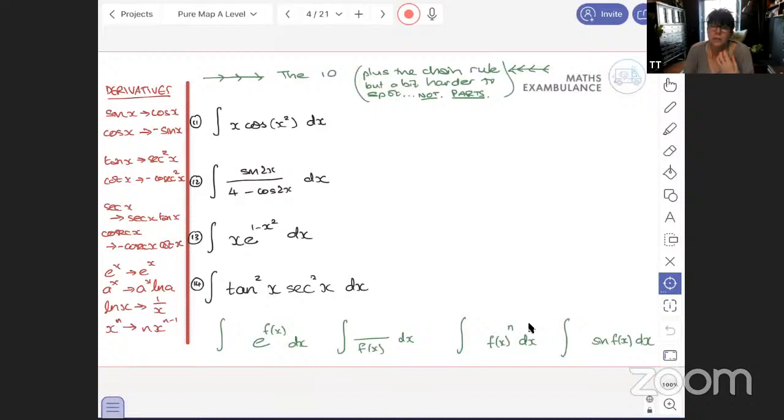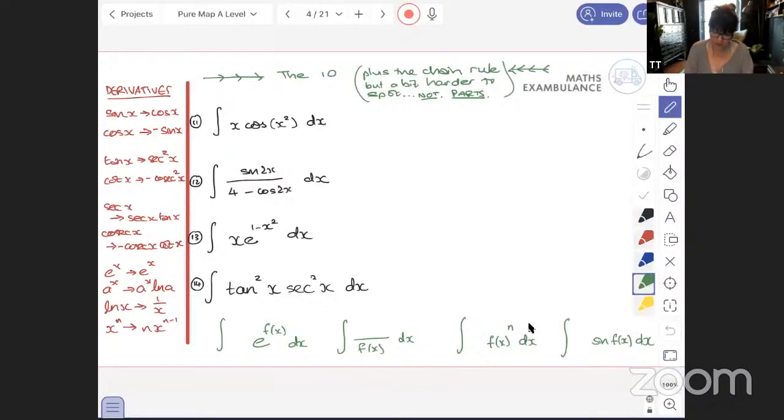Because what you're asking your brain to do is something it's never done, which is to just see what got differentiated, to differentiate in your head using the chain rule. And you can't do that if you've never done it. So this is why I talk so passionately about not using a u in the chain rule. It's because of these guys.